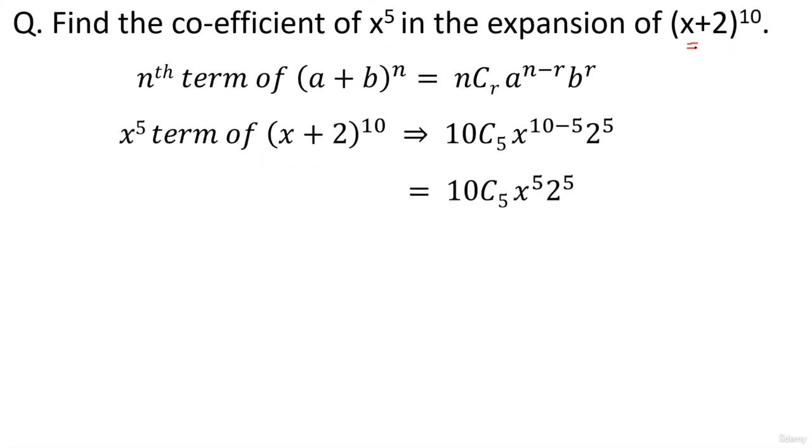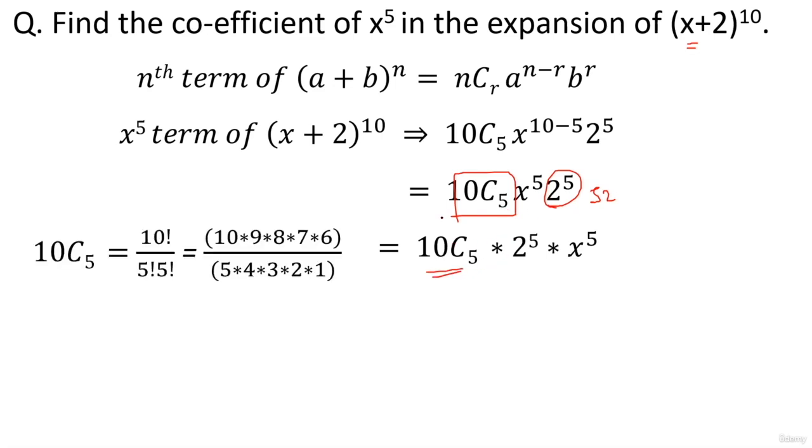Now what will we do? We will simplify this as 10C5 into x raised to 5 into 2 raised to 5. Guys, 2 raised to 5 is very simple, this will be equal to 32. We'll come to it later. What will we do first? We will find the value of 10C5. So let's start by finding out the value of 10C5.